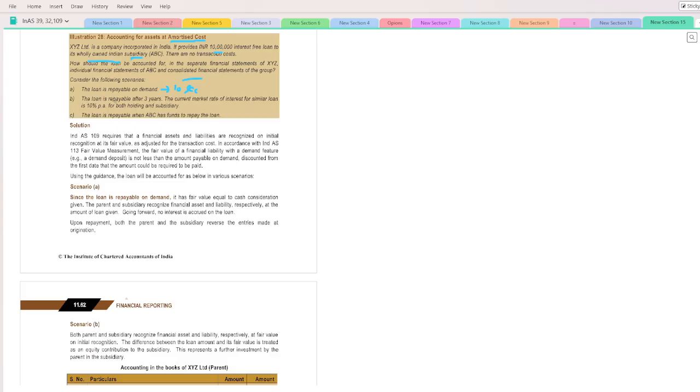and the loan is repayable after 3 years. The current market interest rate for a similar loan is 10%. So here the effective interest rate will be coming. Here you will be calculating the present value, and the repayment when ABC has the funds. So here you need to predict the time period in which the loan will be repaid. So let's see one by one.